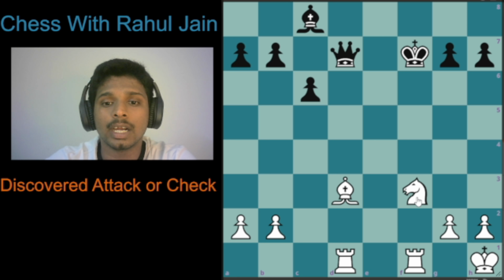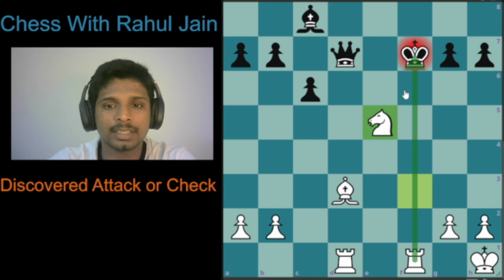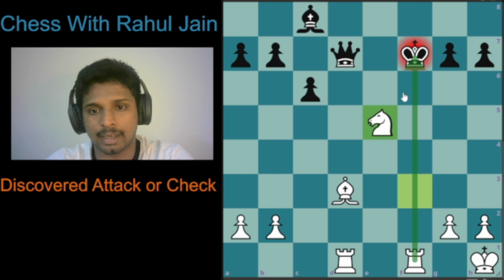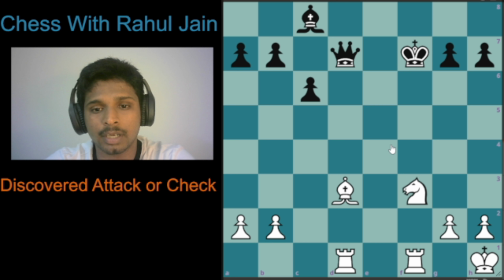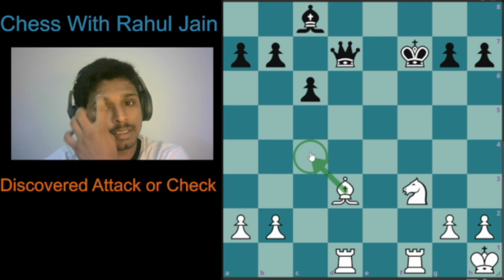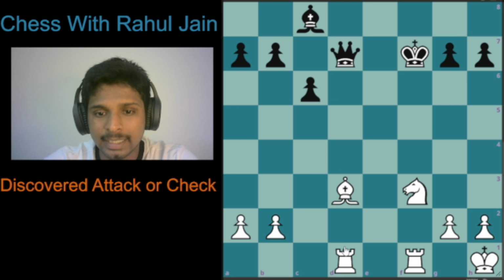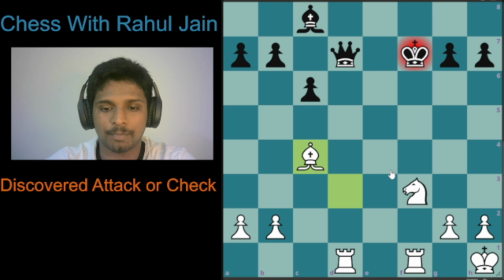Now this is a discovered check. Why? Because the king is involved in this attack. The piece which was giving X-ray is attacking the king. That's why it's discovered check, not this one. So the difference: this was the piece which was X-raying the queen. So when we move this piece and give a check, it's not discovered check, it's a discovered attack.